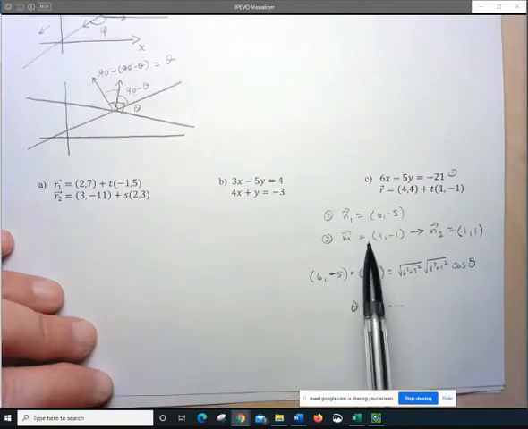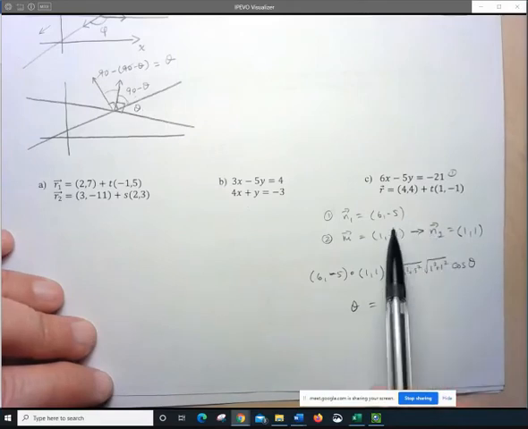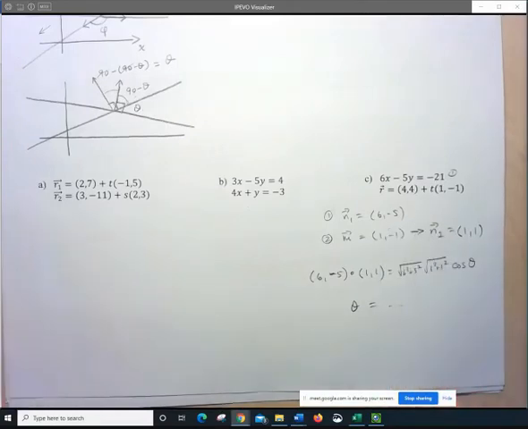Here, you needed to do a little bit of work to end up with two normal vectors, or you could have also worked with two direction vectors. All right?